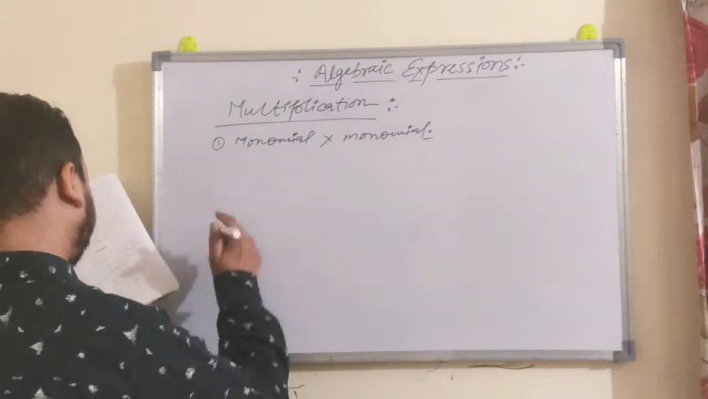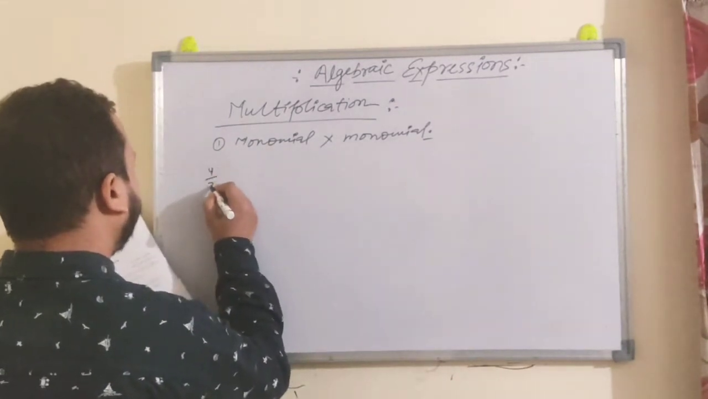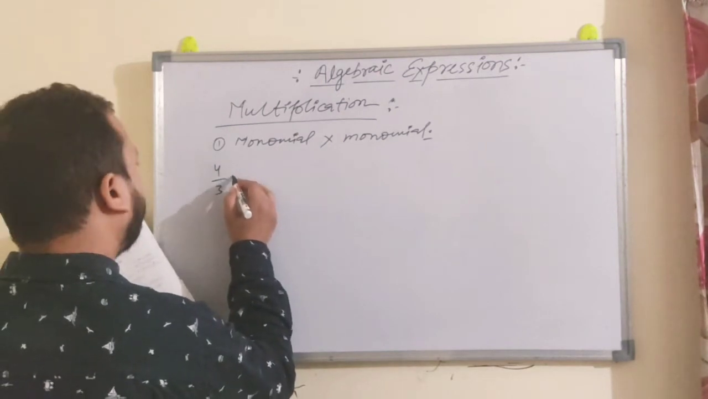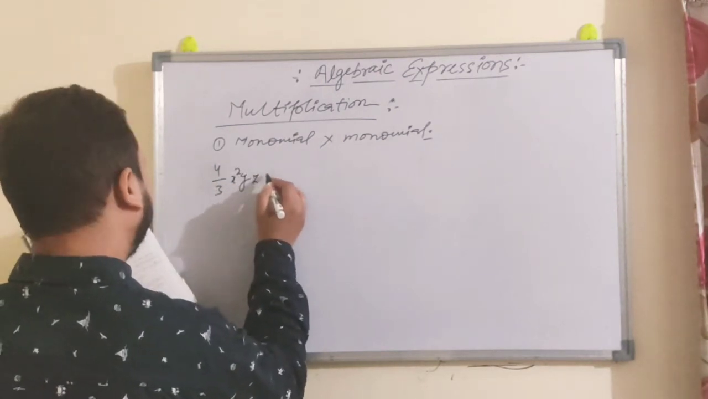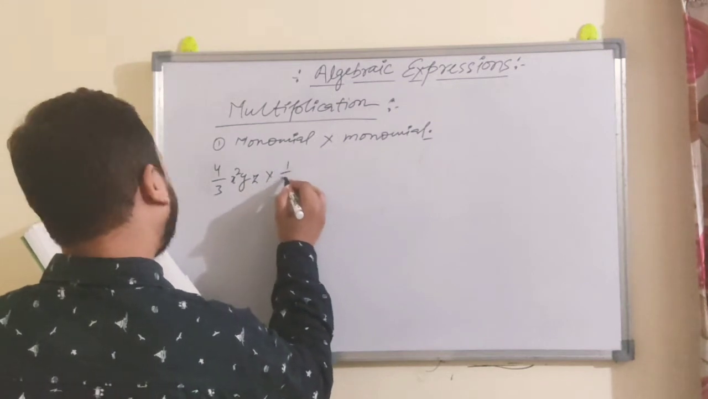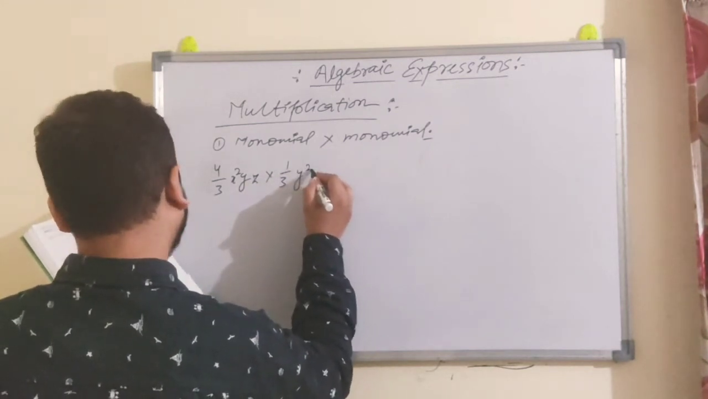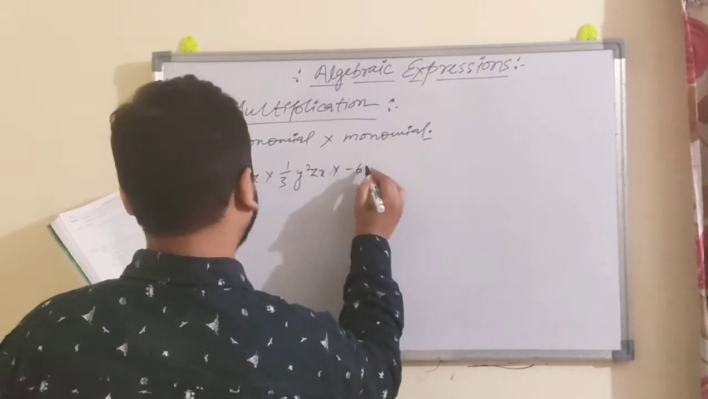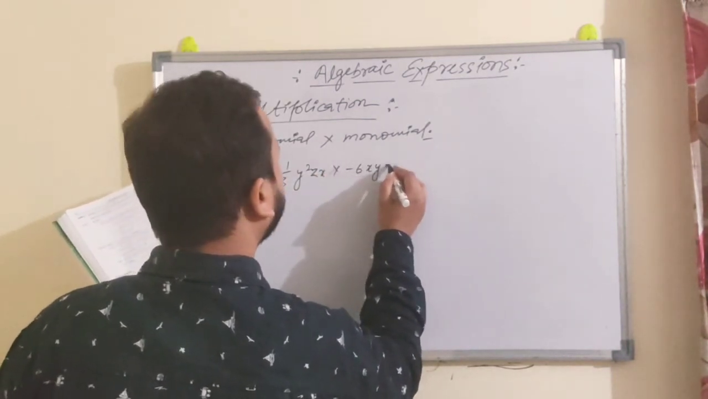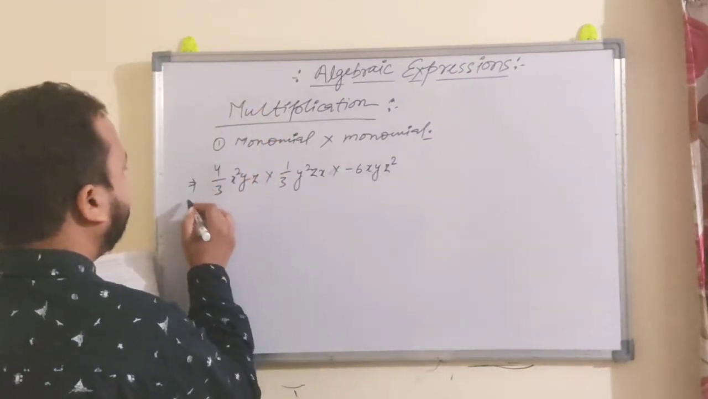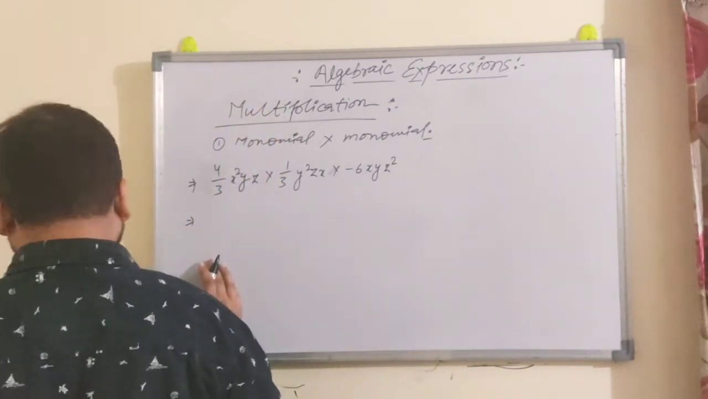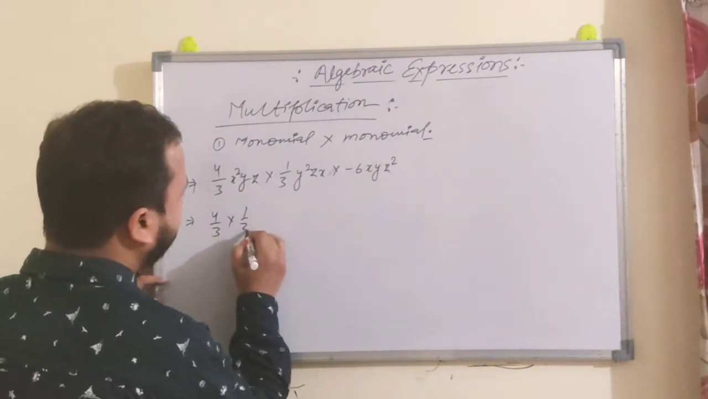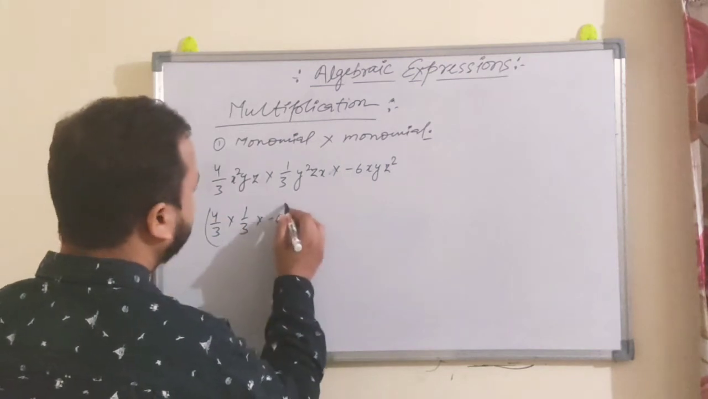Question number 17 is 4 by 3 x square y z, then 1 by 3 y square z x, into minus 6 x y z square. It is given. So now first we have to multiply the numeral values. So 4 by 3 into 1 by 3 into minus 6.